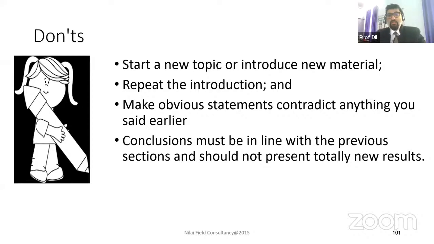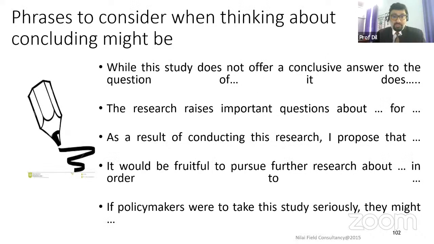Don't make obvious statements that contradict anything you said earlier. Always remember what the research questions are and what factors are connected. Tell only that much. You don't have any right to incorporate any new variable to relieve yourself from the problems you have created. No, don't do that. The conclusion must be in line with the previous sections and should not present totally new results.